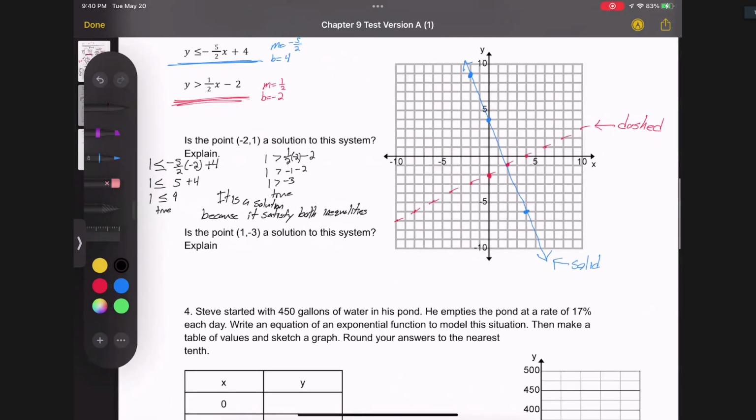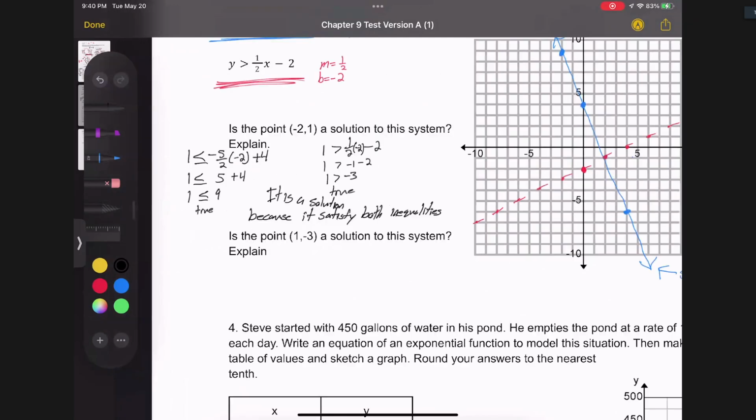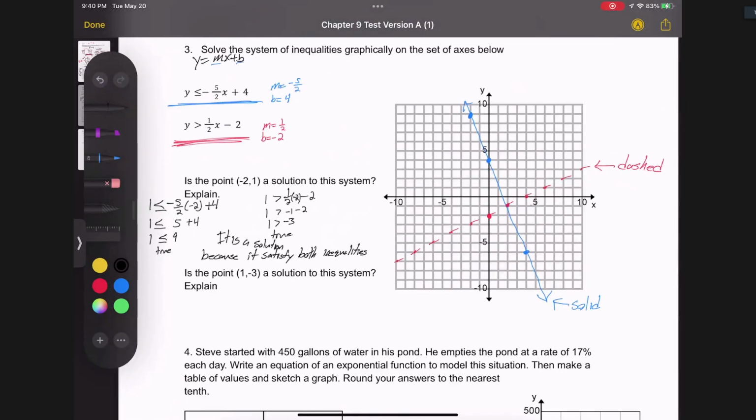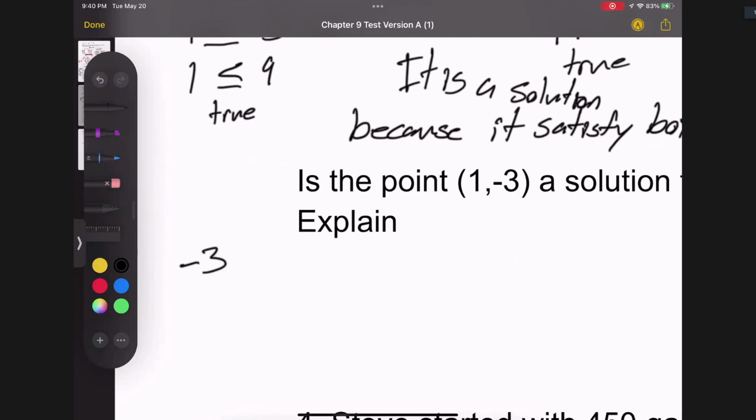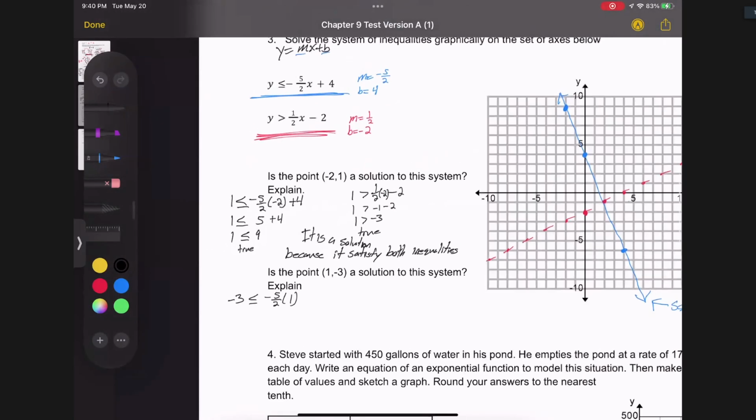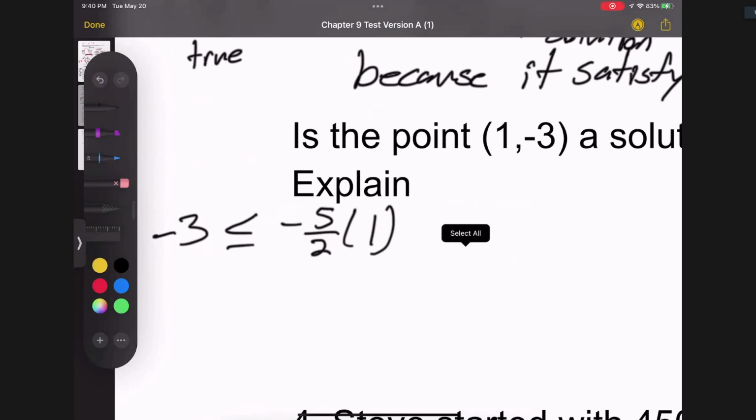So let's plug it in. The first one is going to be for the blue. That's (-3, 1). So I'm going to plug in: 1 less than -5/2 times -3 plus 4. We got -5/2 times -3 plus 4. If I were to simplify this, what is this?